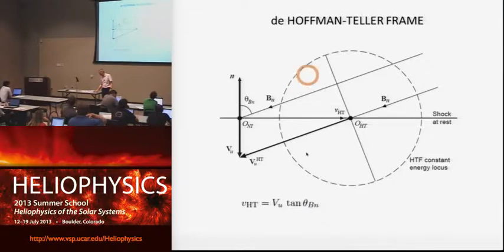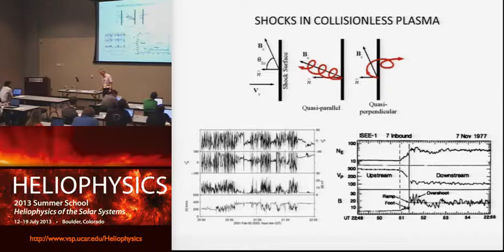And so if we draw a circle centered on the origin in the Hoffman-Teller frame, as it's called, then this circle, or actually it's a sphere, of course, represents the locus of constant energy. So if we want to think about conservation of particle energy, the Hoffman-Teller frame is the frame in which you should be working. So you often find references to the Hoffman-Teller frame, or the de Hoffman-Teller frame.